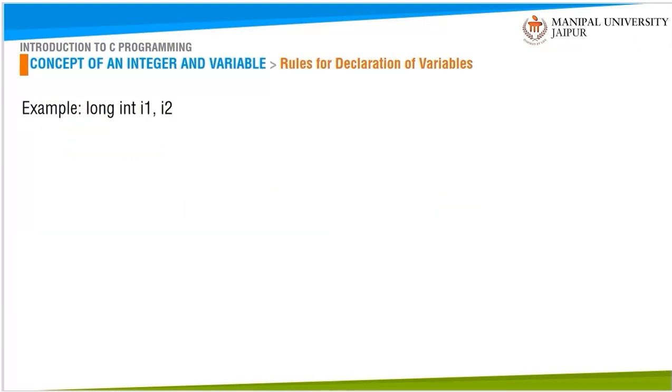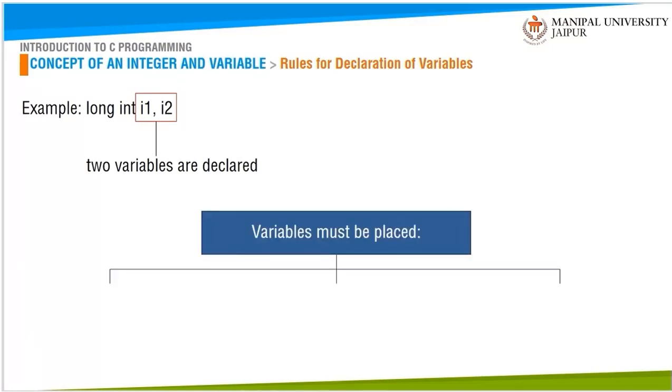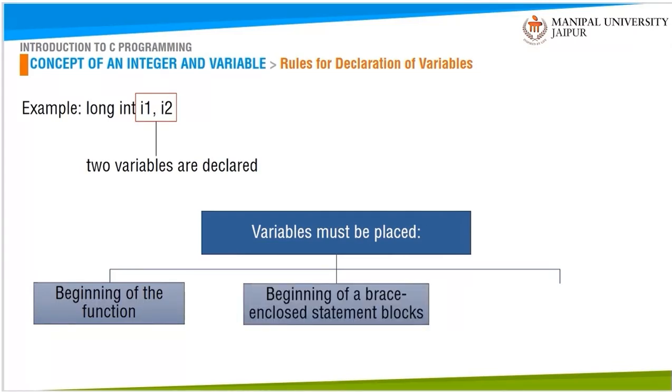Another example could be long int i1, i2; wherein two variables are declared. A variable must either be placed at the beginning of a function or at the beginning of a brace enclosed block of statements or outside of any function.